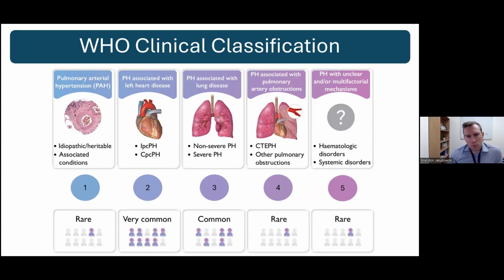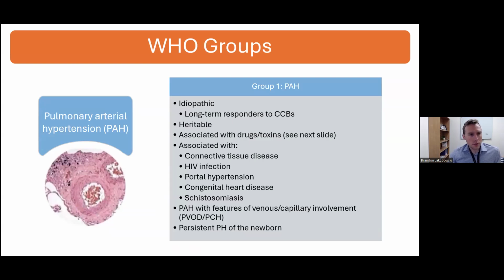I'll go through each one of these in more detail because I think highlighting the specific subcategories and diseases within those subcategories is very instructive and informative for how I, at least, am approaching a patient in my own clinic. So group 1 disease really entails patients that have precapillary pulmonary arterial hypertension. And we'll see on the next slide, the majority of these patients are either idiopathic or associated conditions.